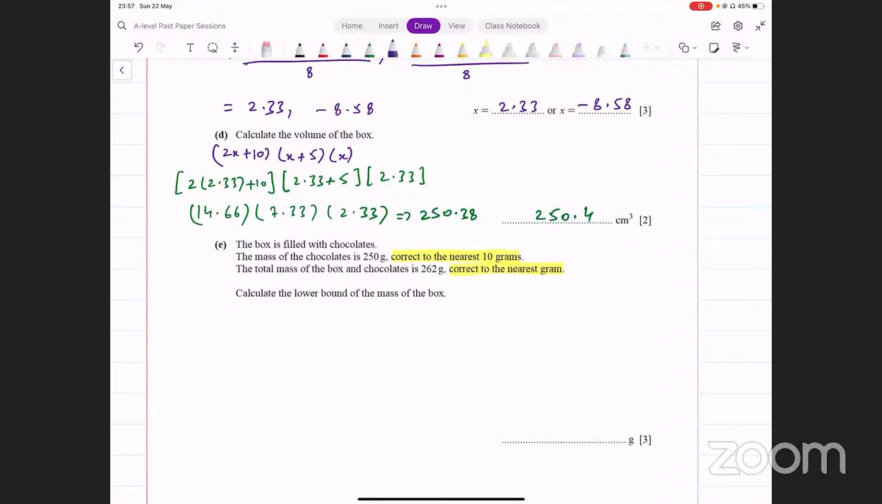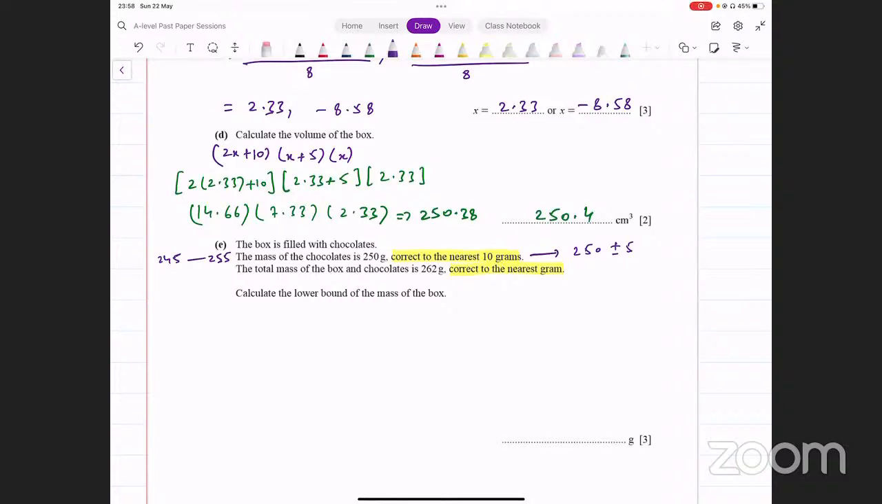First we evaluate both of them separately. Mass of chocolates, this is correct to the nearest 10 grams. What does that mean? 250 plus minus half of 10. What is half of 10? 5. So basically what can its limits, its bounds be? They can be from 245 to 255. This is the bound of the mass of the chocolates, from 245 to 255.